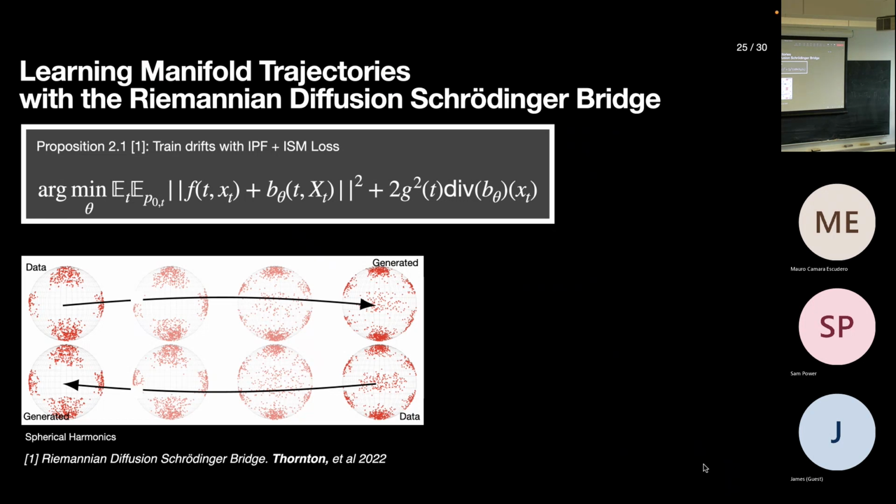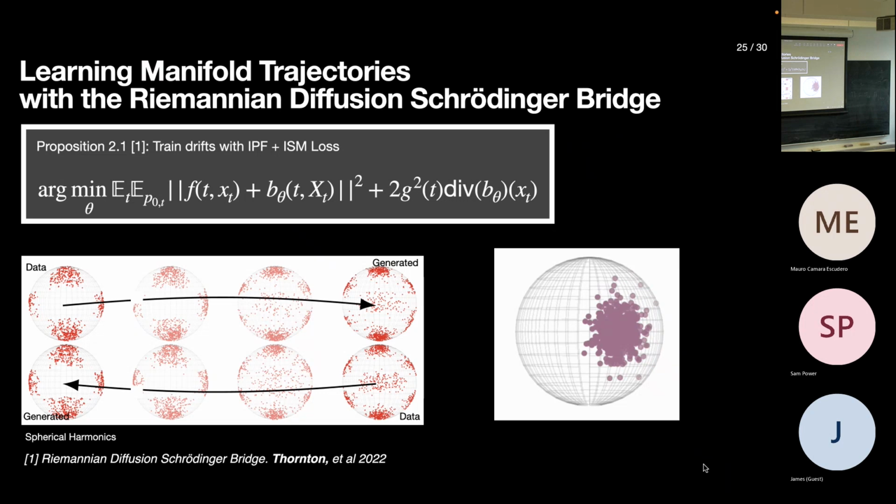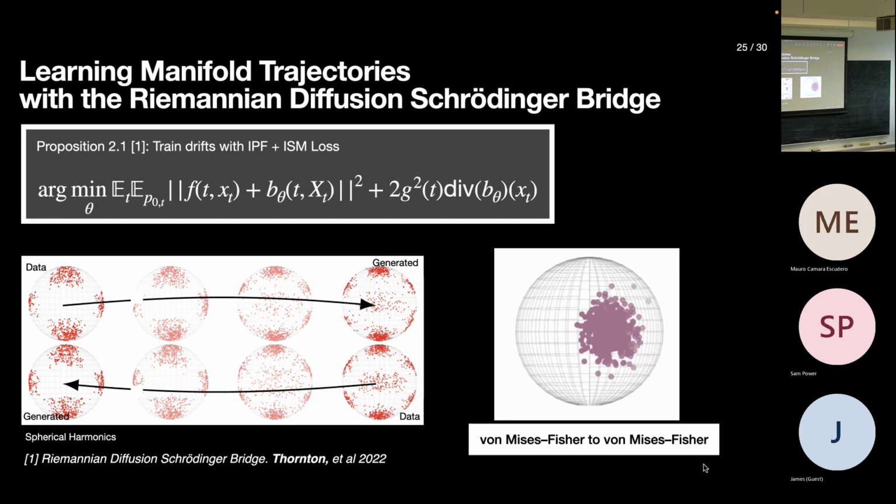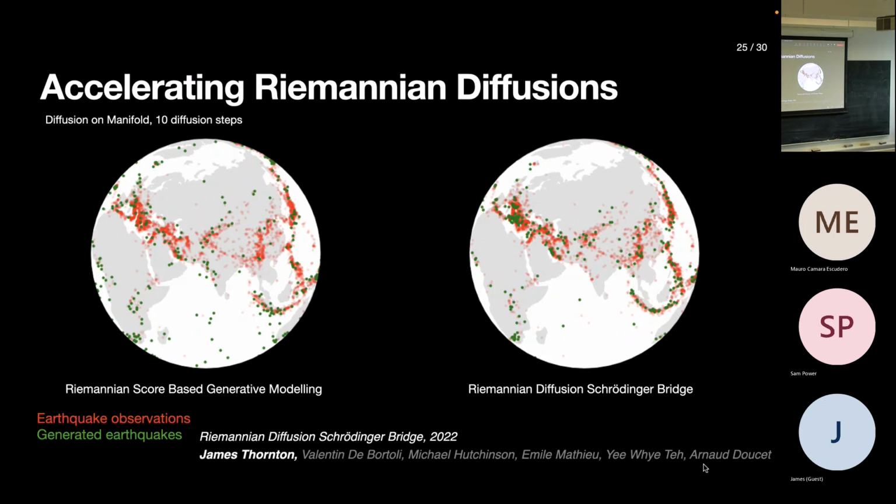And so yeah, just some toy examples on spheres from the spherical harmonics. It seems to work. Going from one pole to another pole, or one side to another side, you get a nice interpolation. For some more realistic settings, we looked at earthquake data and fire data and flood data and stuff like this. So this is an example on earthquake data.